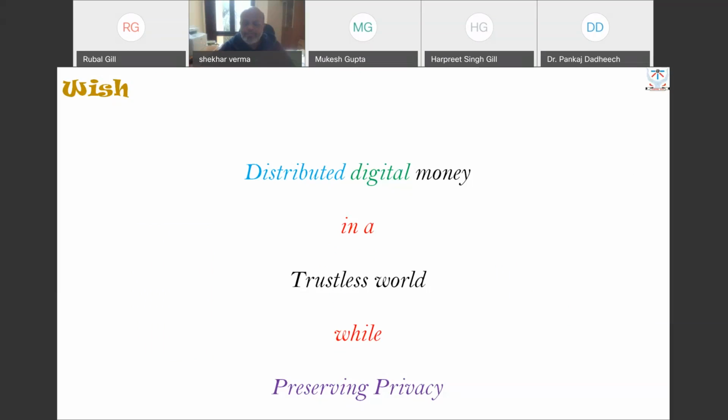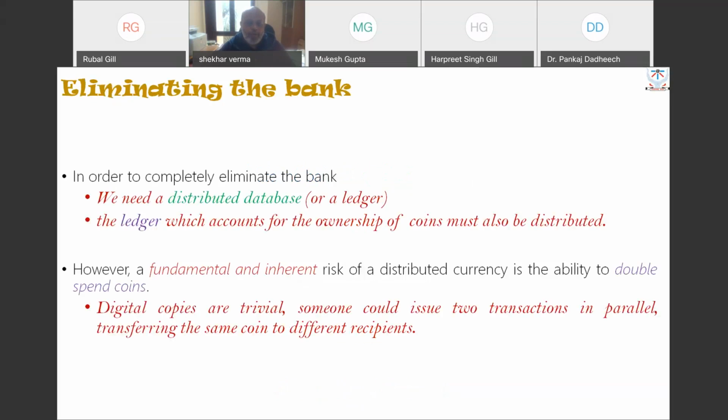Limited to digital money, but since this was proposed first for digital money, we took the example of digital money. So what do I want? I want to eliminate the central trusted entity, which is the bank. And that is what is meant by that. What does the bank do? The bank keeps a ledger or a database of how much I have, how much I withdraw, how much I deposit. I want to replace the bank.